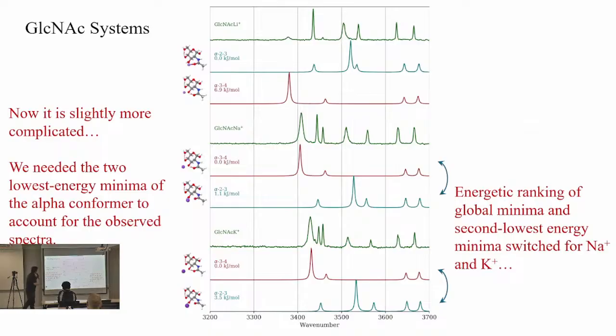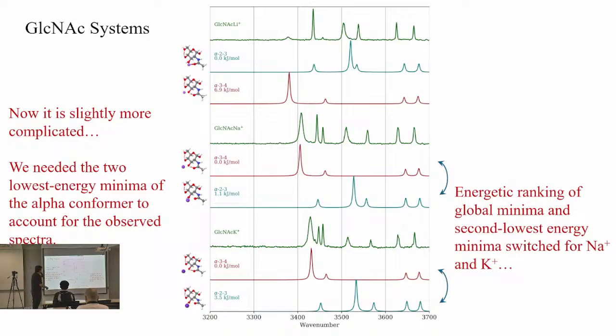For glucose, we find that still only the alpha conformers, but we need 2 of the lowest energy conformers to account for the observed spectra. And actually, they are not entirely the same, because here I have color-coded this based on the coordination and the ring puckering. Same color means similar structure. So this one here is similar to this and to this. At the top would be lithium, the middle is sodium, bottom is potassium.